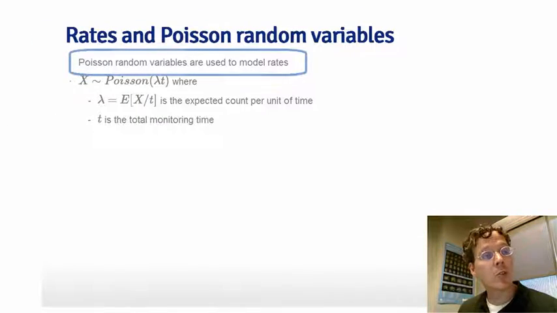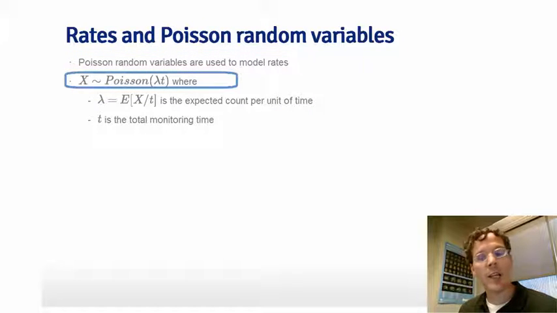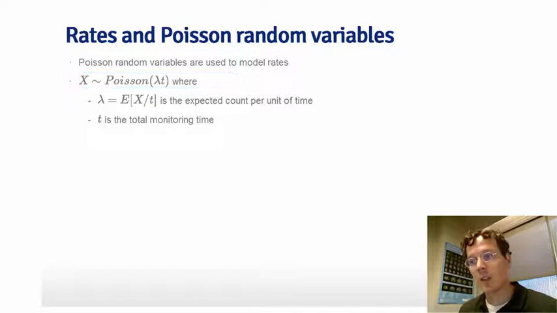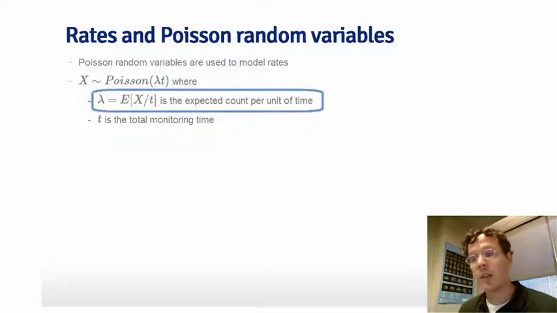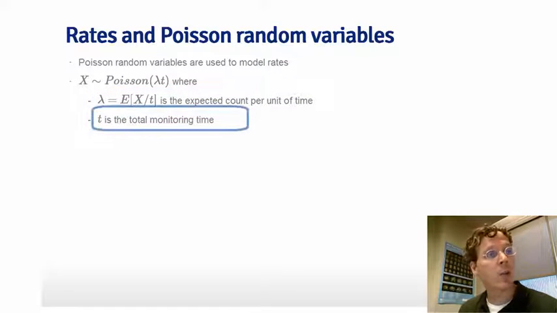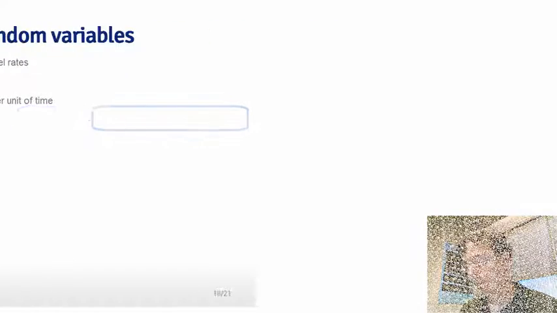The Poisson distribution is often used to model rates. So, for example, let's let x be Poisson lambda t. It's important to note that lambda here has units. It's the average number of events per unit time, where t is expressed in that particular time unit. So lambda is the expected count per unit time, and t is the total monitoring time. So this is a very common use of the Poisson distribution for modeling rates.